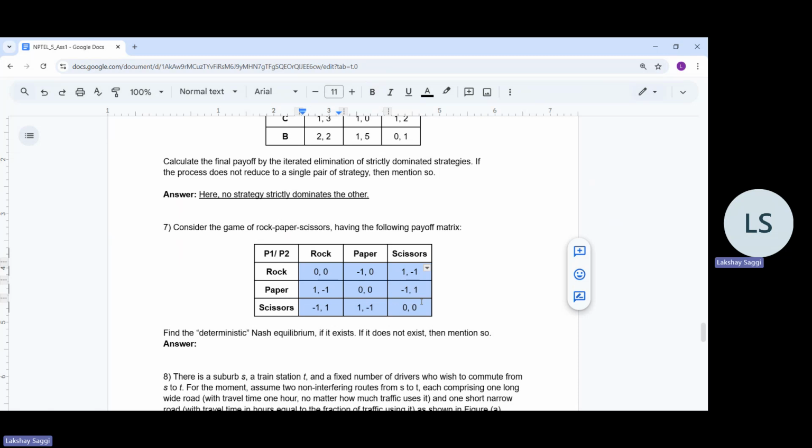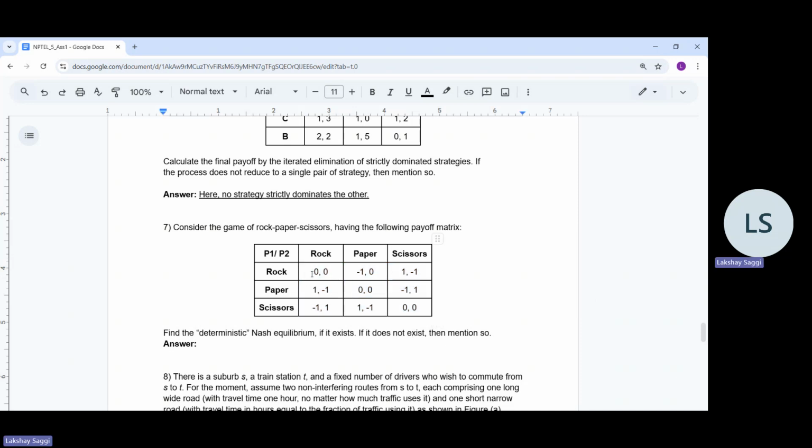Now the problem asks us to find the deterministic Nash equilibrium if it exists. What do I mean by deterministic Nash equilibrium? Maybe you'll appreciate the word deterministic more in the coming lectures. But what I mean is: is there a single pair of strategies which is a Nash equilibrium? These are the nine strategy profiles: rock, rock; rock, paper; rock, scissors; paper, rock; paper, paper; paper, scissors; and so on. Out of these nine strategy profiles, does there exist one which is a Nash equilibrium? That is, in that strategy profile, no player has an incentive to switch.